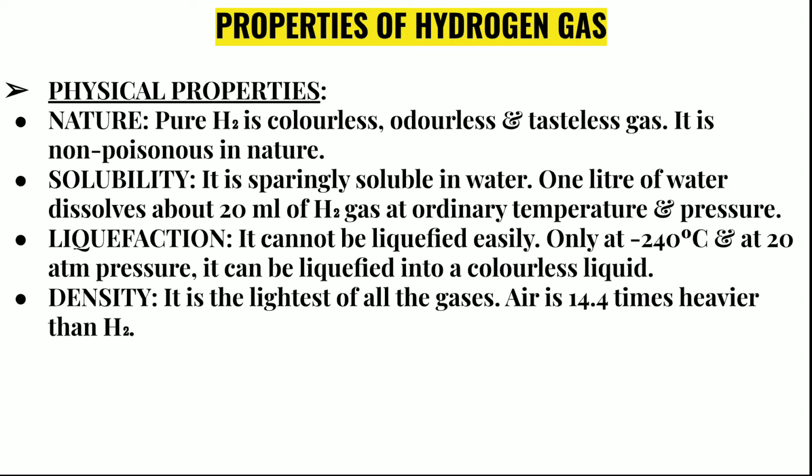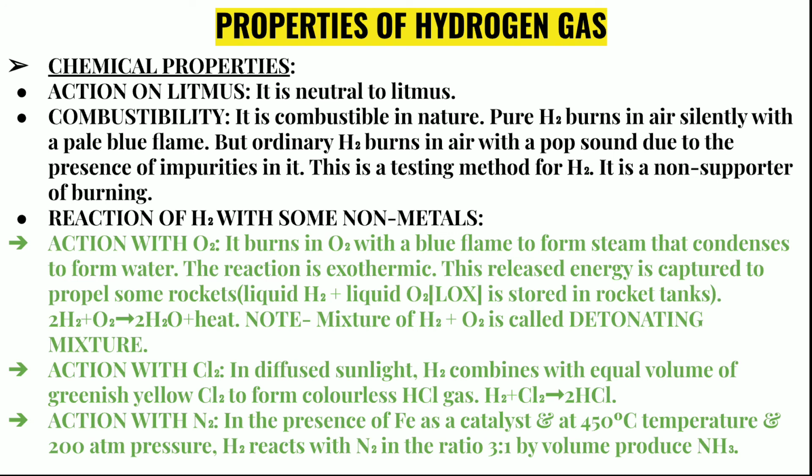Now liquefaction. It cannot be liquefied easily. At around minus 240 degrees centigrade and 20 atmospheric pressure, it can be liquefied into a colorless liquid. Density: it is the lightest of all the gases, and air is 14.4 times heavier than hydrogen. So hydrogen can be collected over air also, because air will settle down and hydrogen will be in the upper portion, since it is a lighter gas than air.